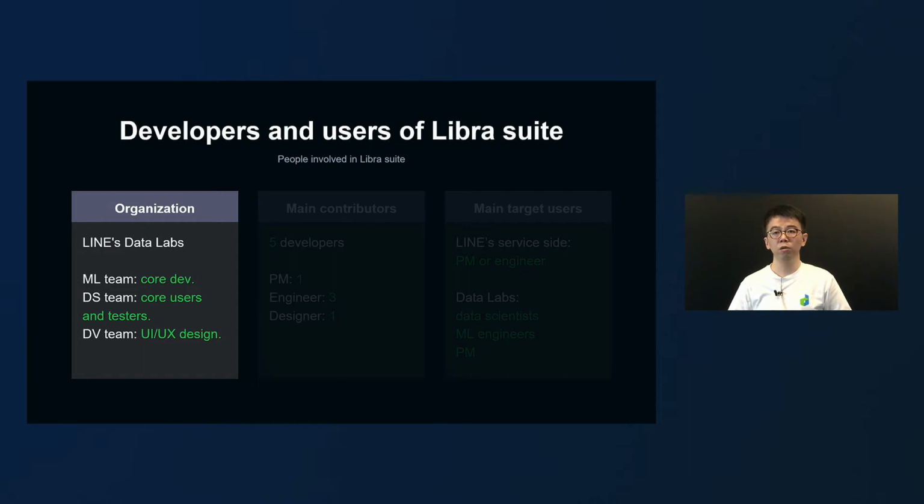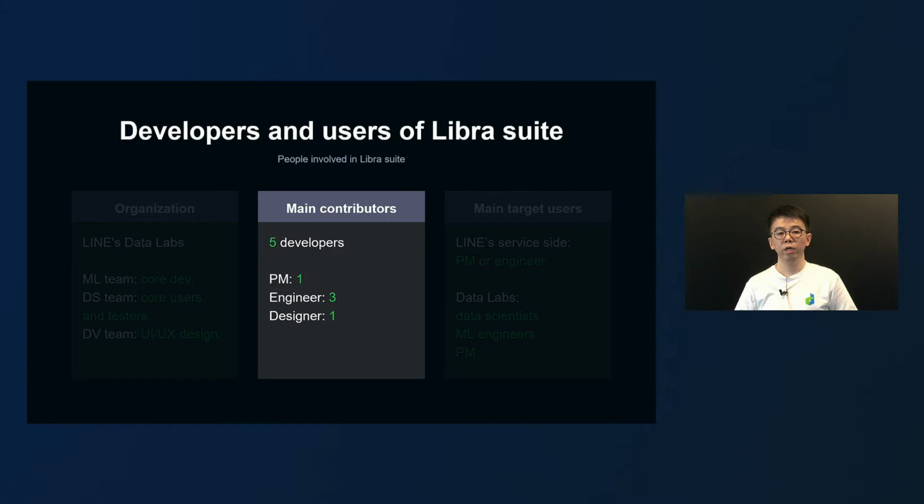At the moment, I just want to introduce who is involved in the Libra Suite. As the operational development team, three teams at LINE Data Labs are involved. First, the machine learning team is in charge of the core development, the data science team are the users and testers, and the data visualize team is in charge of the UI UX development. So with the collaboration of those three teams, Libra Suite development is underway.